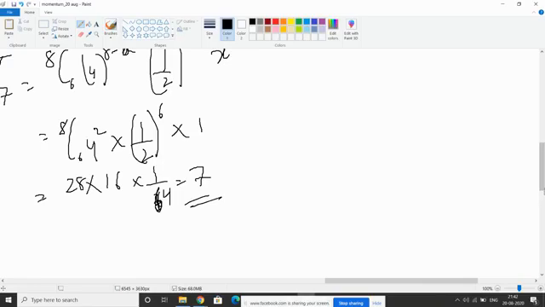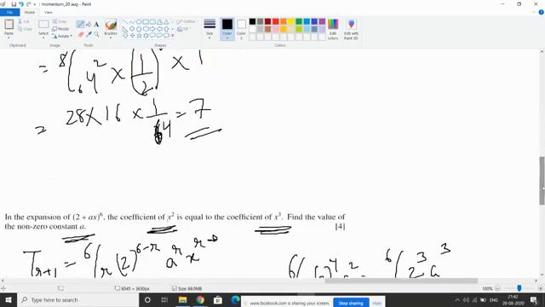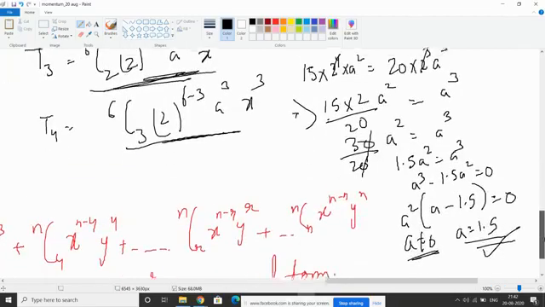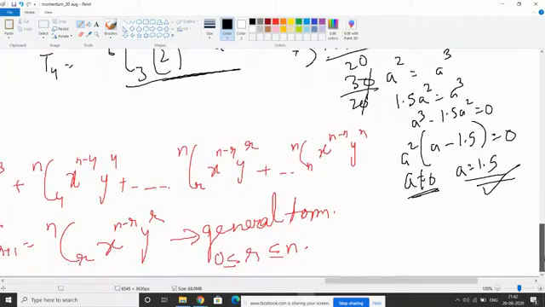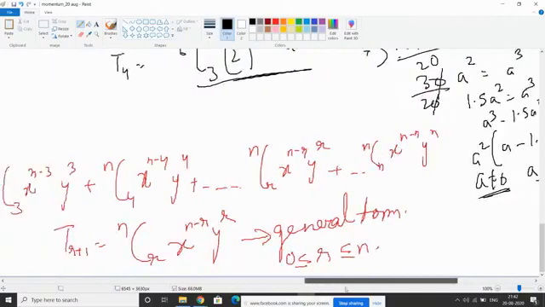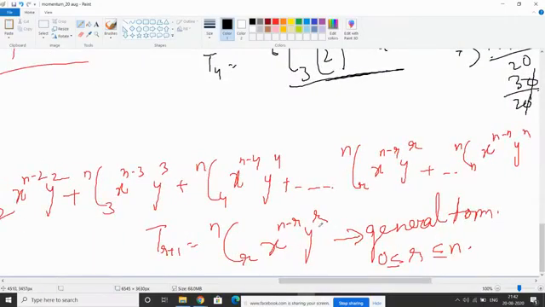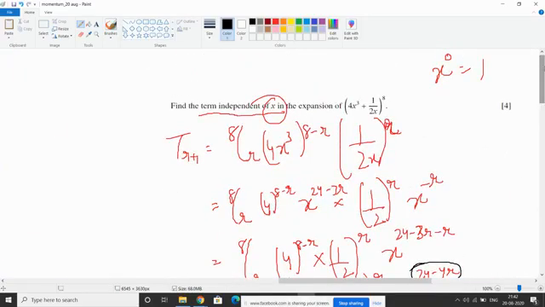I hope all the concepts are clear to you. Very important in solving questions is the general term. So nCr x to the power n minus r y to the power r. This is the general term, and r can go from 0 to n. That's a very important thing. You can solve any question based on the general term. I hope all the concepts are clear to you.